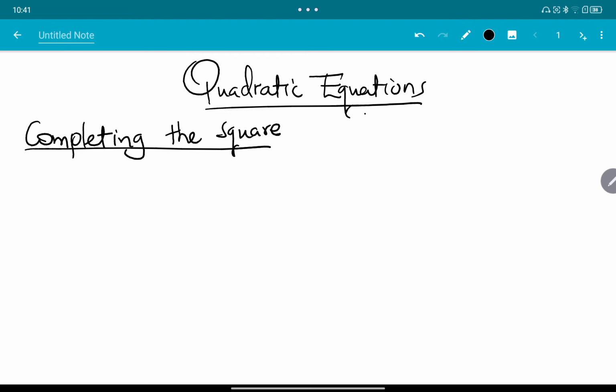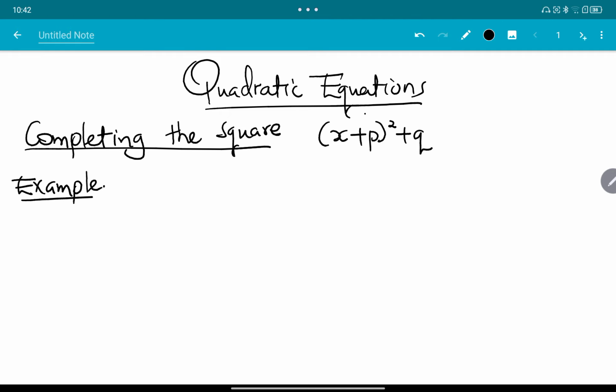And I believe you've seen this type of question, a question asking you to write a given quadratic expression in the form x plus p squared plus q. I believe you've seen something like that, okay? Whenever you see that, that is what we mean by completing the square, okay? So, let me use an example to help us understand this.